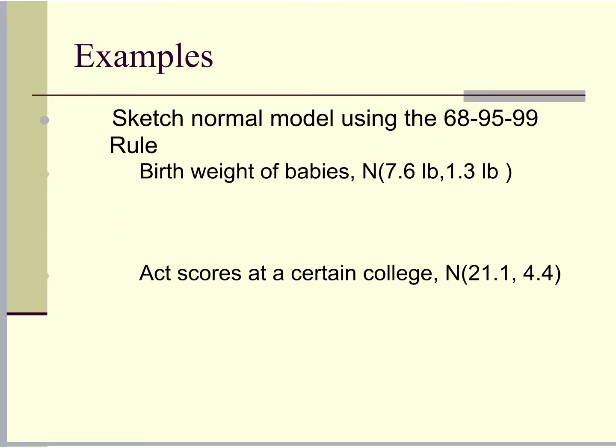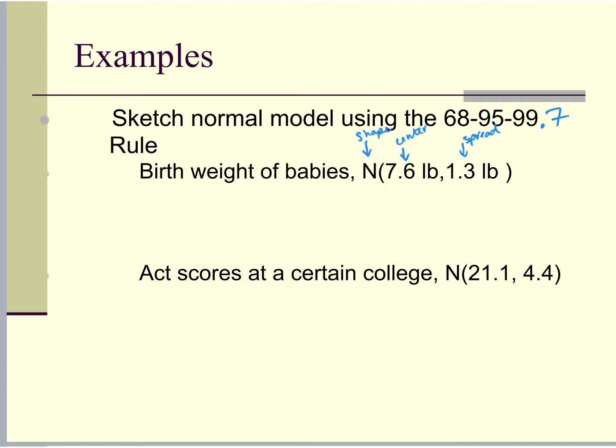Let's put some actual numbers on this. We're going to sketch a normal model using the 68, 95, 99.7 rule. I left off a 0.7 on there. Given the birth weight of babies. The birth weight of babies is normally distributed. This is the shape, normal. This is the center, a mean of 7.6, and the spread, a standard deviation of 1.3.